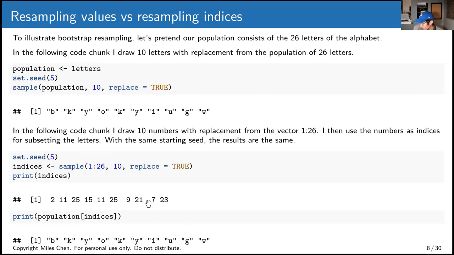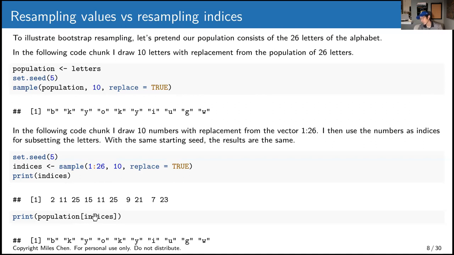And so here, whatever exists in the population, whether it's actual values, letters, or rows in a matrix, we can just take the index, which row or which value we are talking about. We're going to resample the indexes, and then we subset the population using the indices that we've resampled.